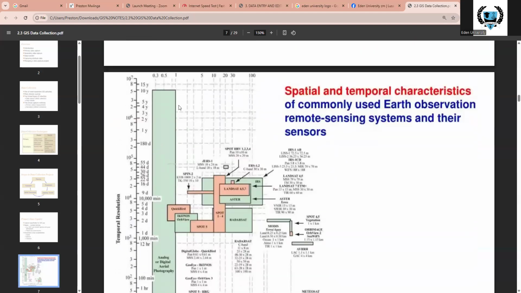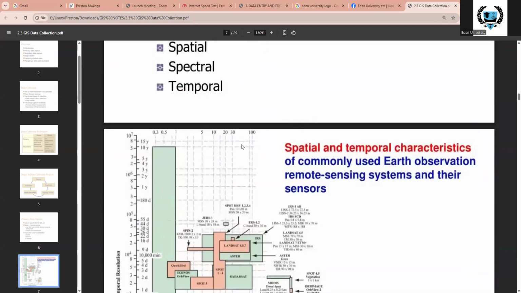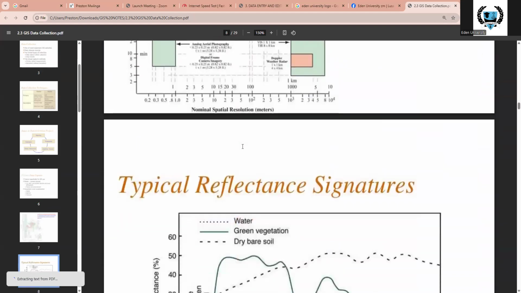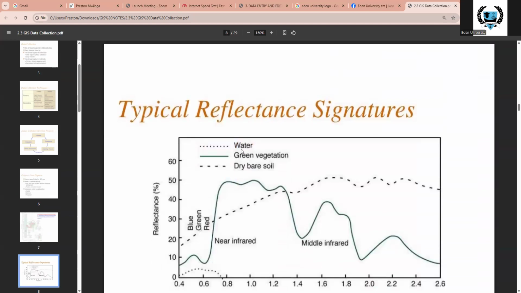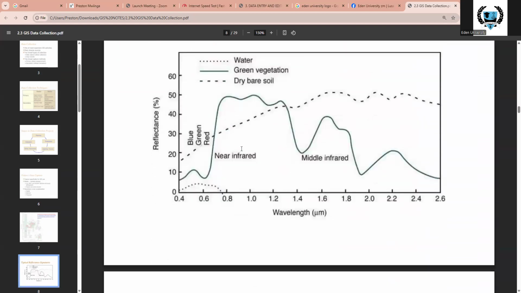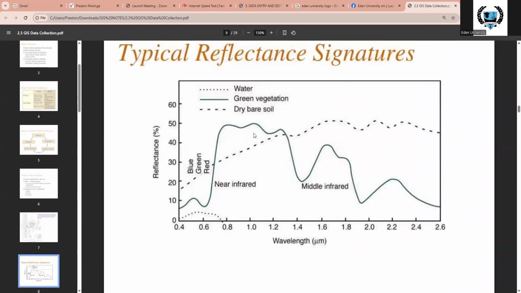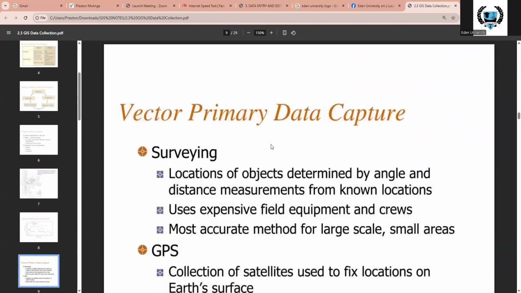Okay, so this is how it looks. Then typical reflectance signatures. Okay, this is how they will look, with wavelengths and other things.